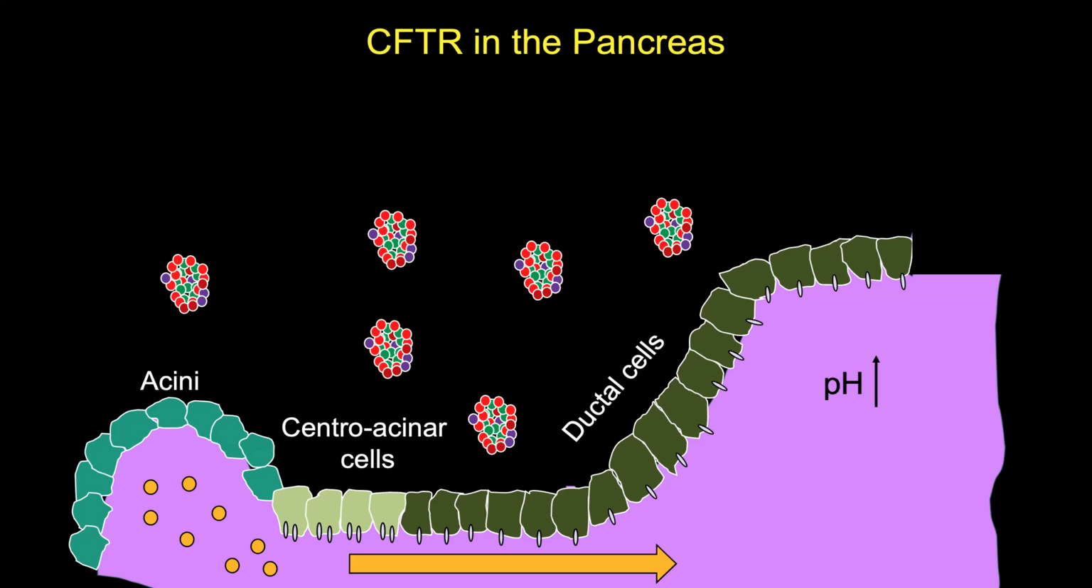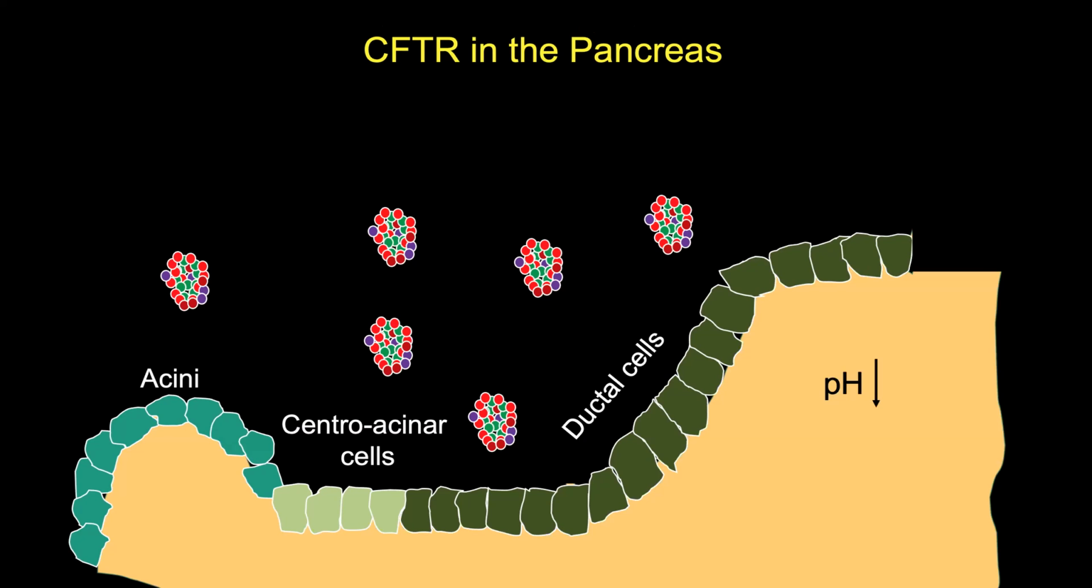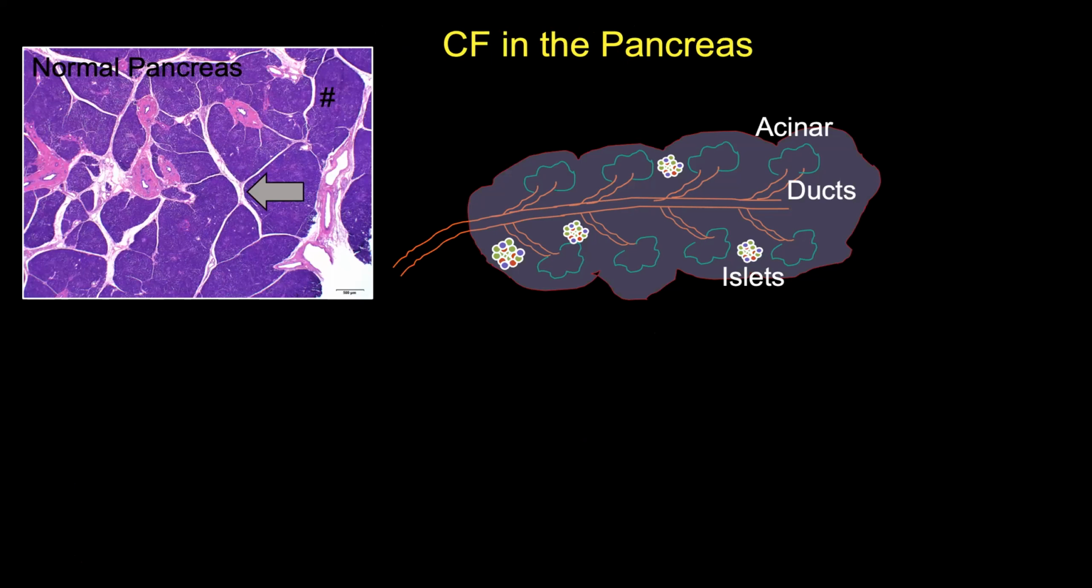Now, with the loss of CFTR function in cystic fibrosis, the ductal lumen is acidified, and this activates the digestive enzymes while they're still in the pancreas, and they begin to digest the tissue, causing tissue necrosis. So cystic fibrosis related remodeling occurs in both endocrine and exocrine pancreas.